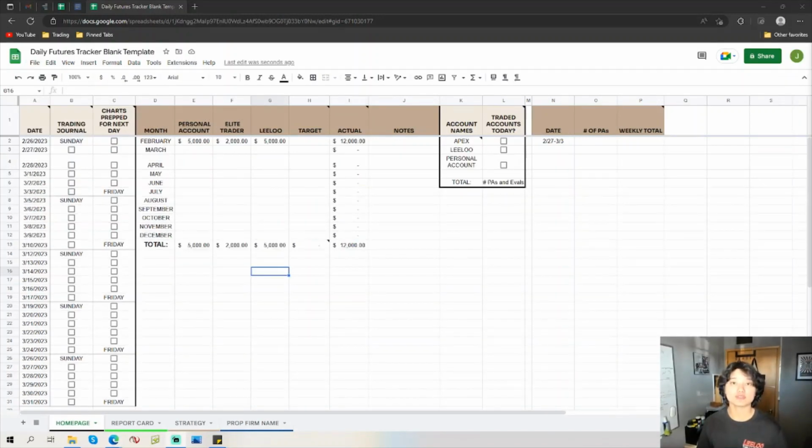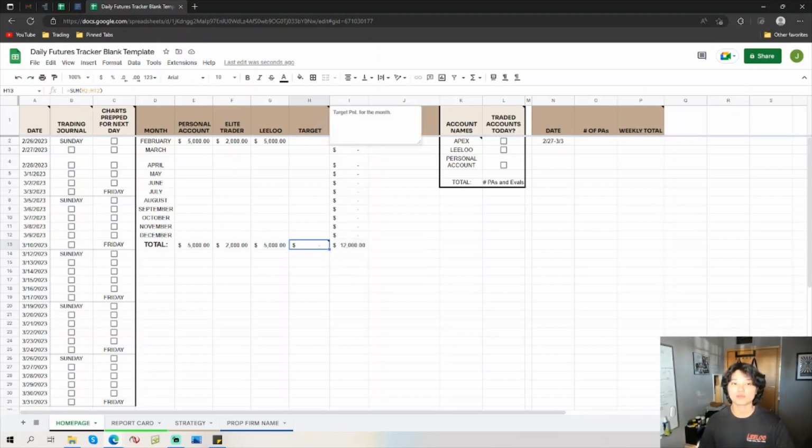So before we get into the details of the Google Sheet, I just wanted to point out that if you see a box with a little black triangle in the corner, that just means it has a note attached to it. So if you are wondering what does target mean, just hover over it and then it'll provide a little snippet of what that column is supposed to be.